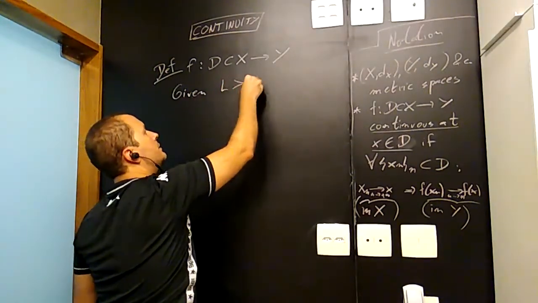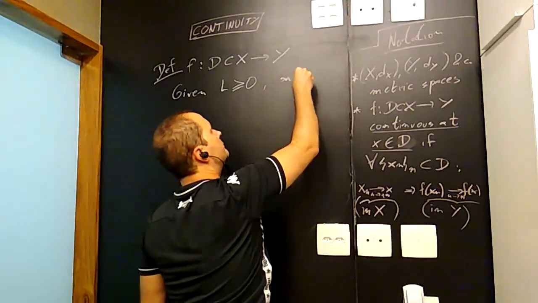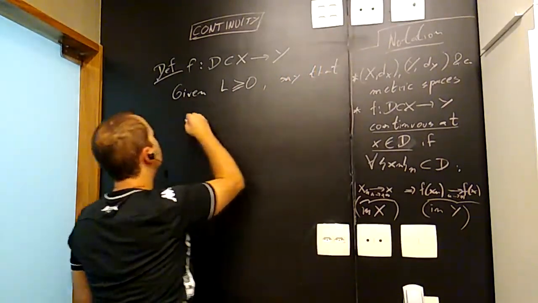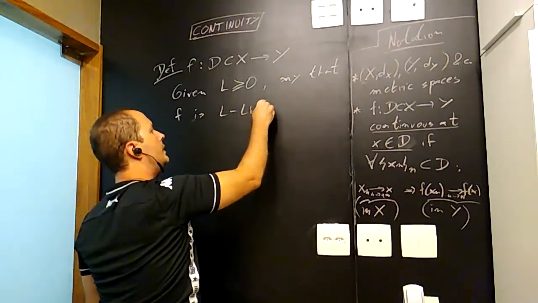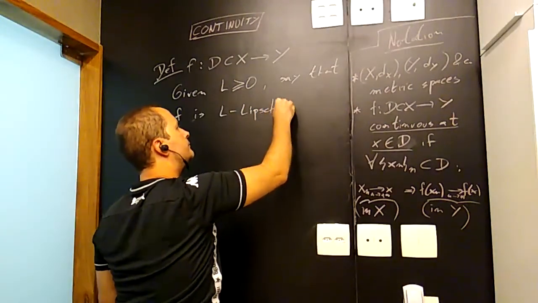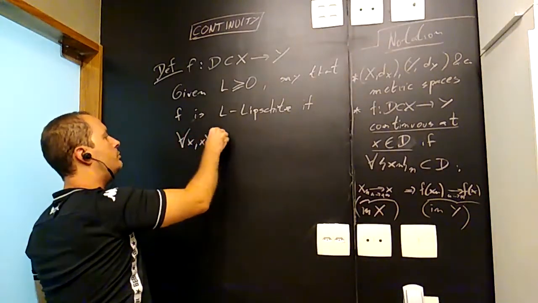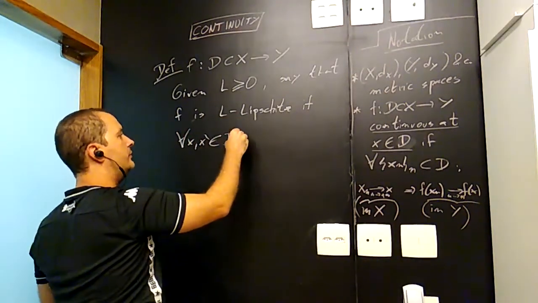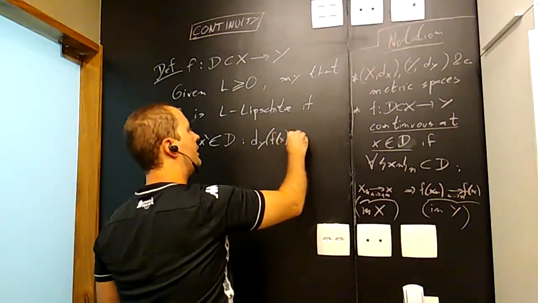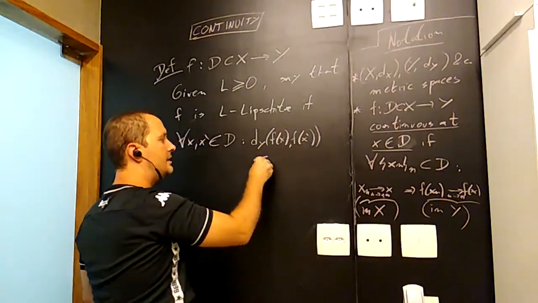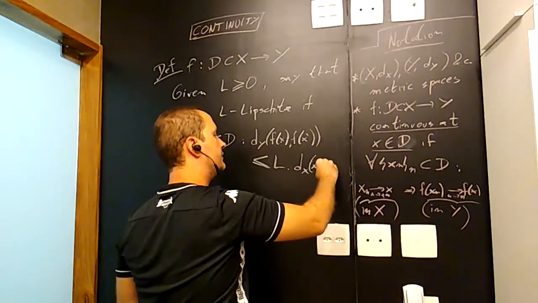given a number L greater than 0, well, actually greater or equal to 0, we say that f is L Lipschitz if for any two points in D, the domain of f, if you look at how far they are after you apply f, that's never larger than L times their distance before you apply f.